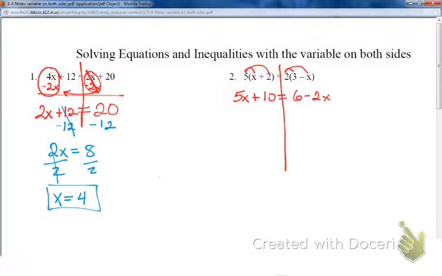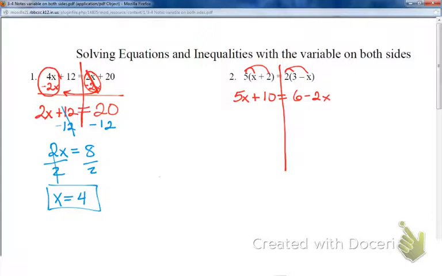Now I can look again and say, is there anything that I can do over here on the left side? Well, no, because 5x plus 10 are not like terms, so I can't combine those. And same thing on the right hand side, 6 and negative 2x, those are not like terms, so I cannot combine those. So there is no other individual work to do on the right side or the left side separately.